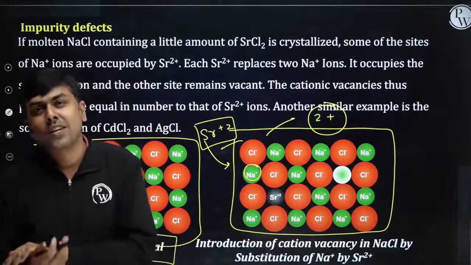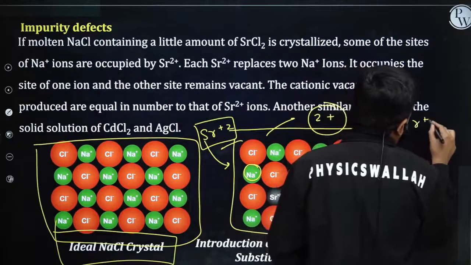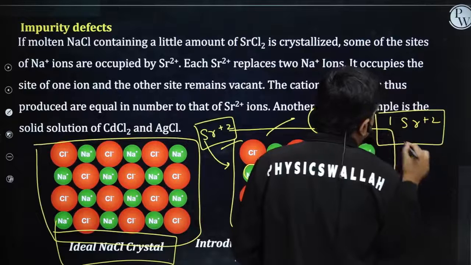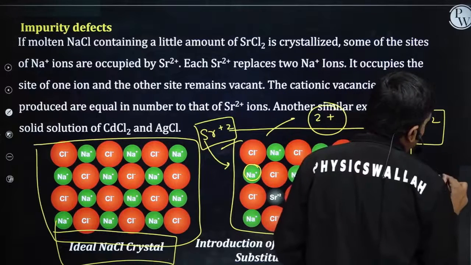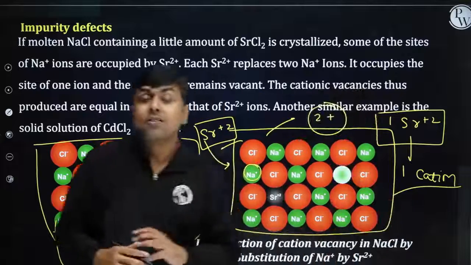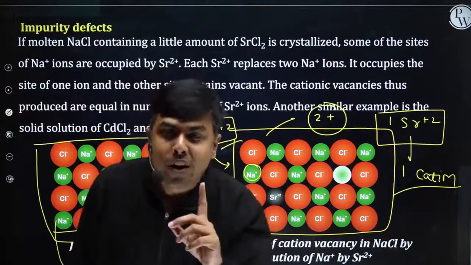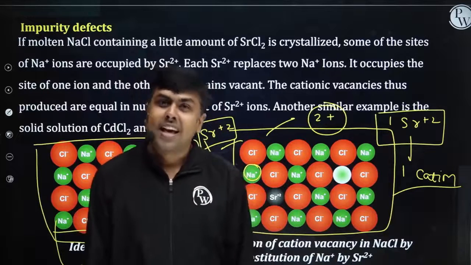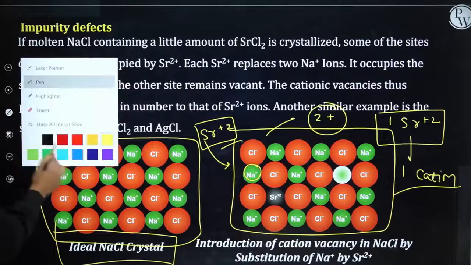Am I clear, students? So can I say 1 Sr²⁺ in this impurity defect will cause 1 cationic vacancy. So if I am having 1 mole of SrCl2 added, how many moles of cationic vacancy will it create? 1 mole of cationic vacancy. Am I clear, students? Let's have a look at the slide.